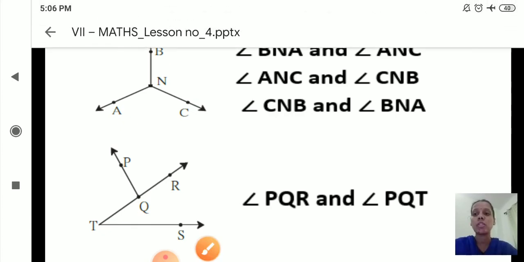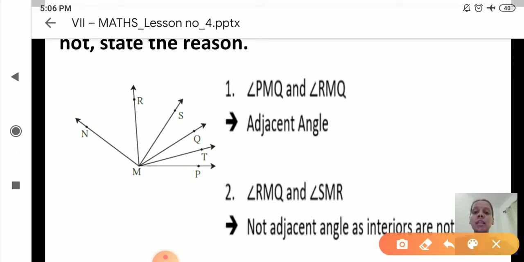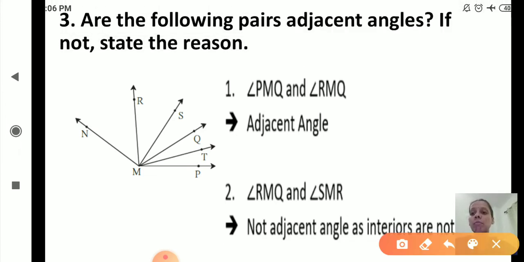Now the next one, question number 3. Are the following pairs adjacent angles? If not, state the reason. Now the pairs of angles are given, you will identify whether they are adjacent or not. Angle PMQ is adjacent to angle RMQ. Yes, they are adjacent angles. Why? Because they are having one common arm and one common vertex, and they are having separate interiors, so you will write adjacent angles.